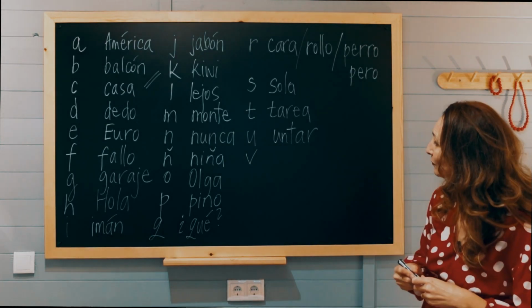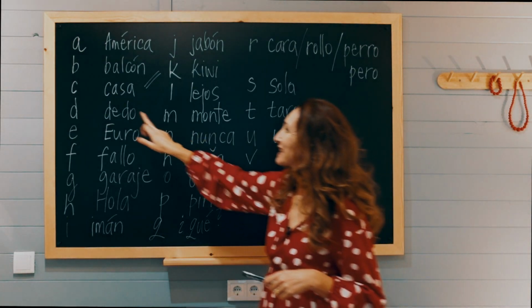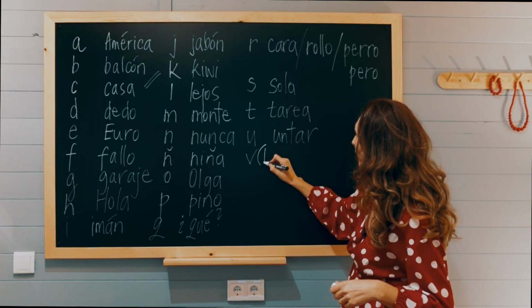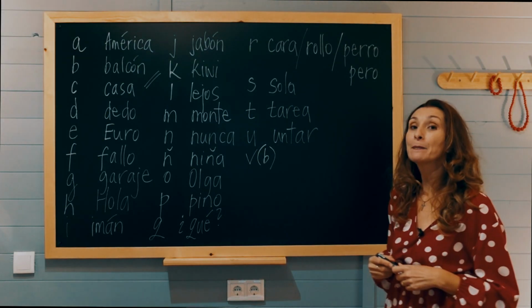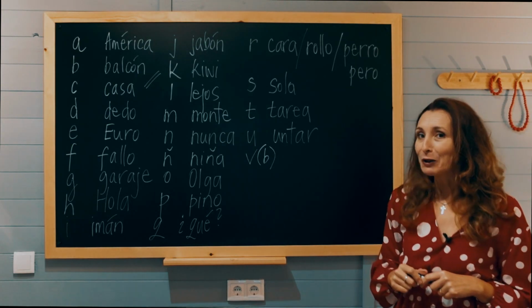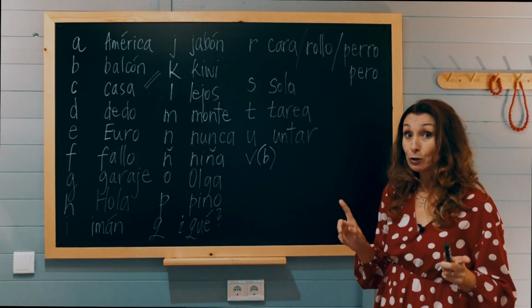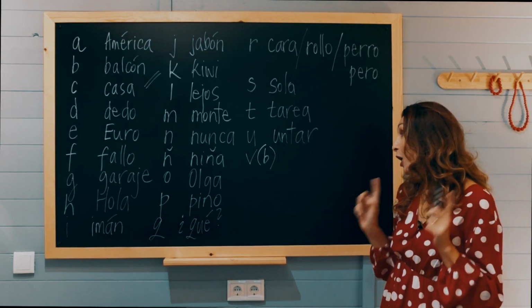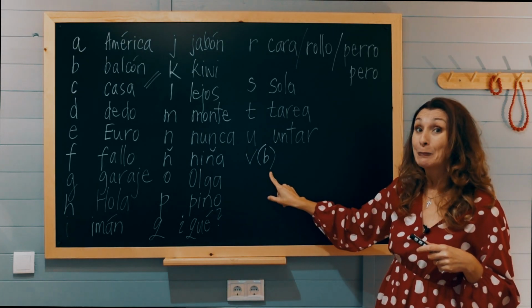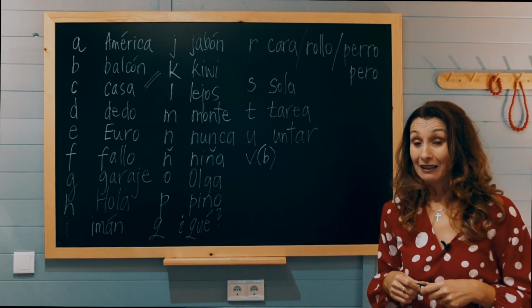V is the same sound as B, okay, as the letter B. In fact, I will write it here so that you remember. And some Spanish people, I don't want to say a lot of Spanish people, but some Spanish people, when they have to write, they have trouble knowing whether a word is spelled with a V or with a B. Why? Because when they speak, these two sound exactly the same, okay?